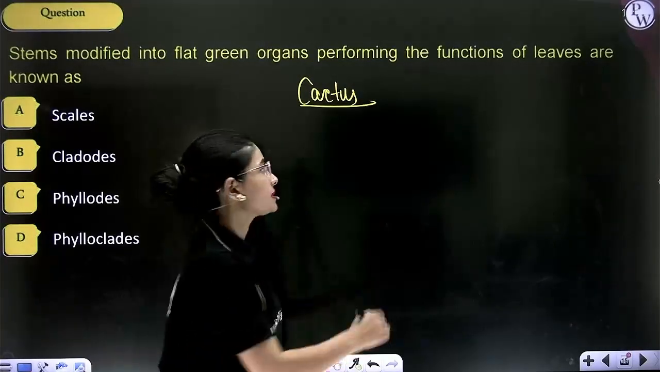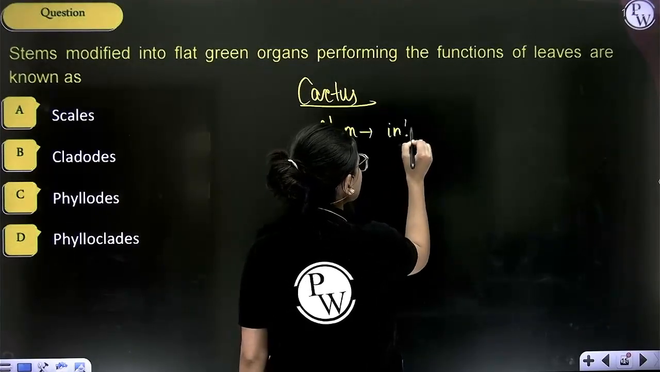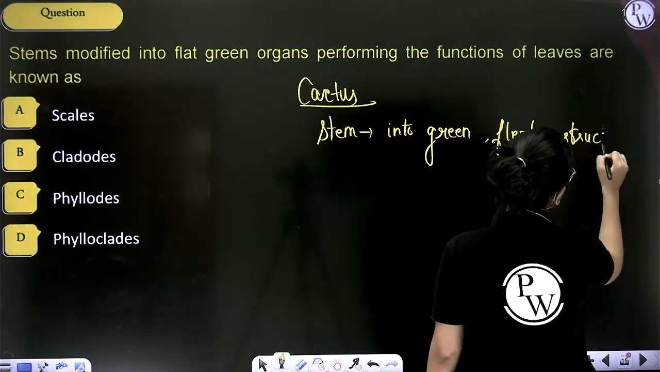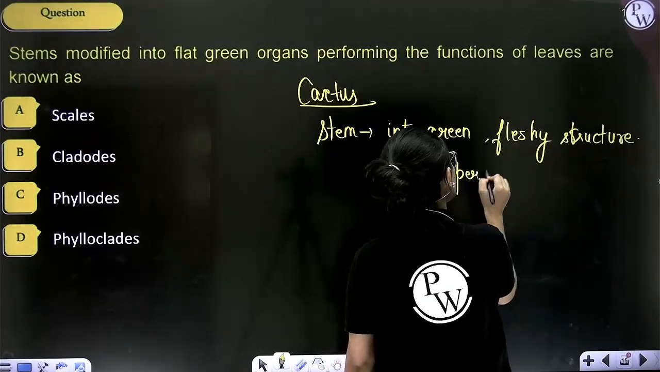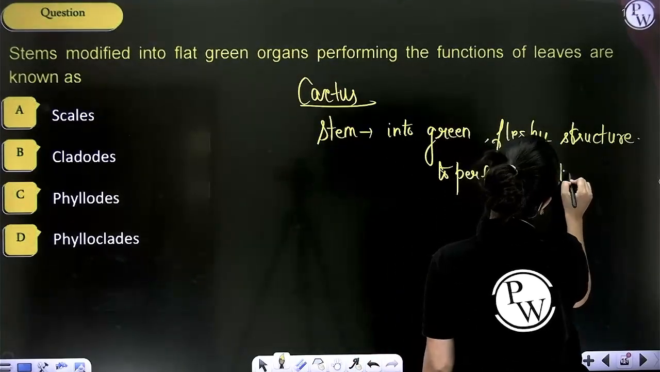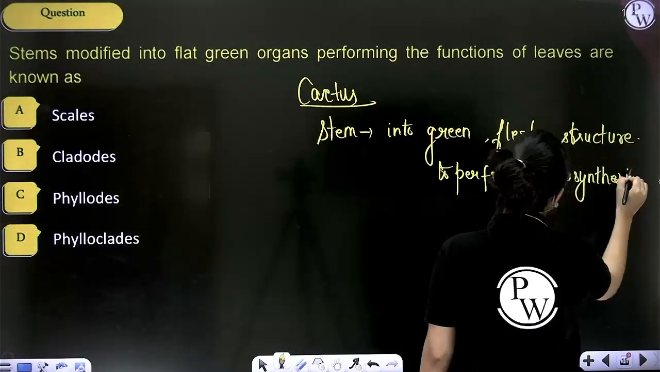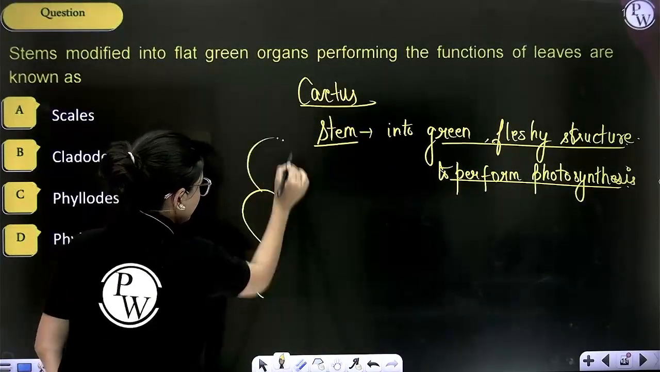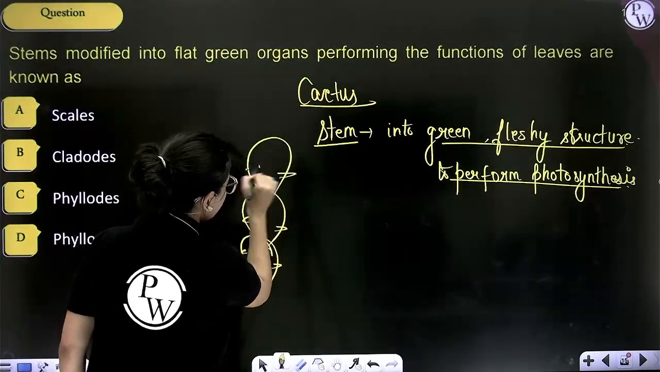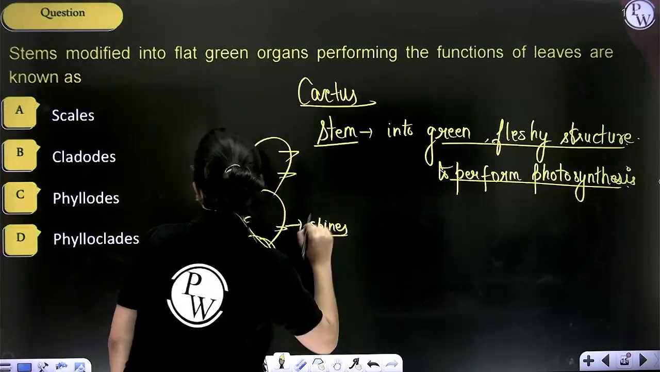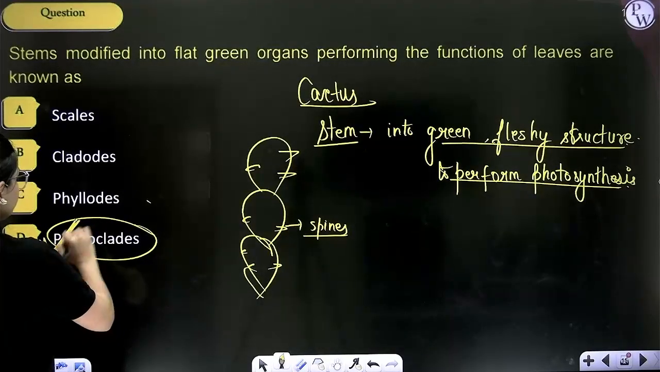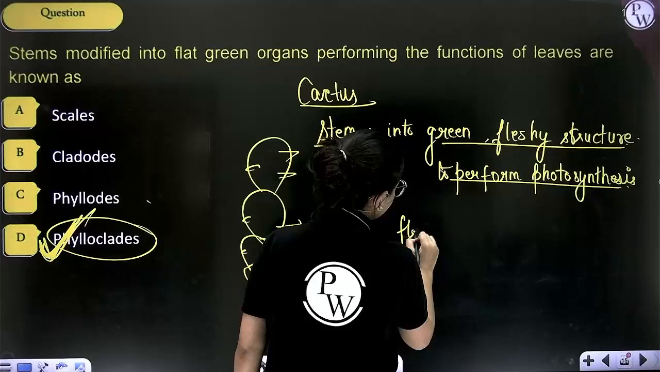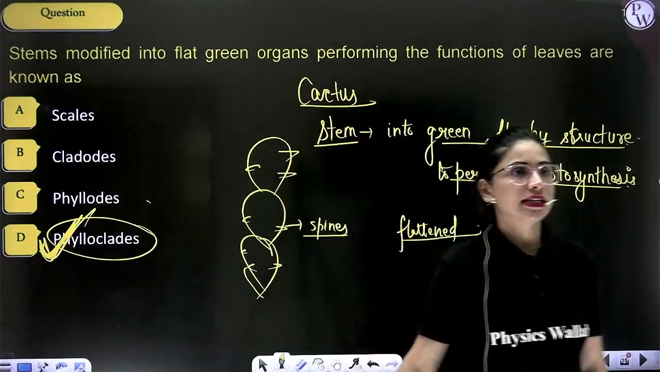Hence, in them, the stem modifies into a green, fleshy structure to perform photosynthesis. In order to perform photosynthesis, the stem becomes juicy and like this, and the leaves are reduced to spines. And this modification is called phylloclade. Clear? In the case of cactus, phylloclades are flattened. Okay? Got the answer?